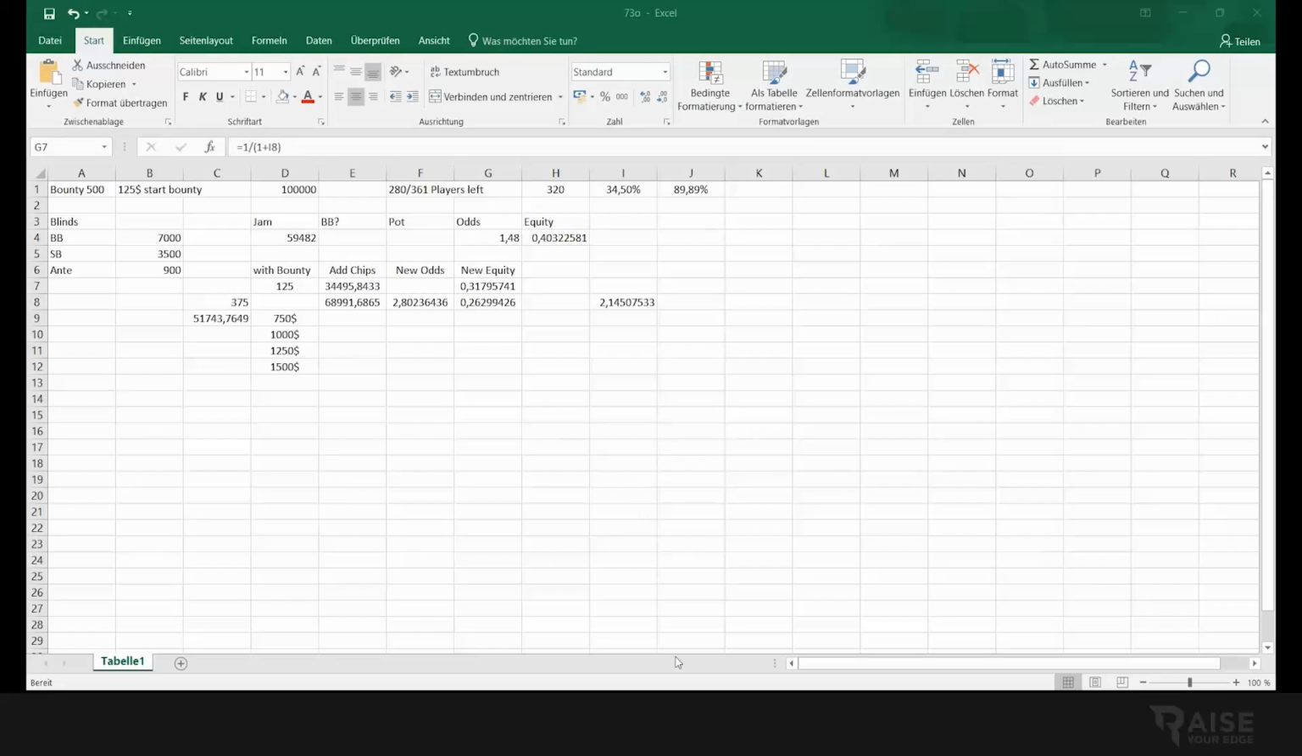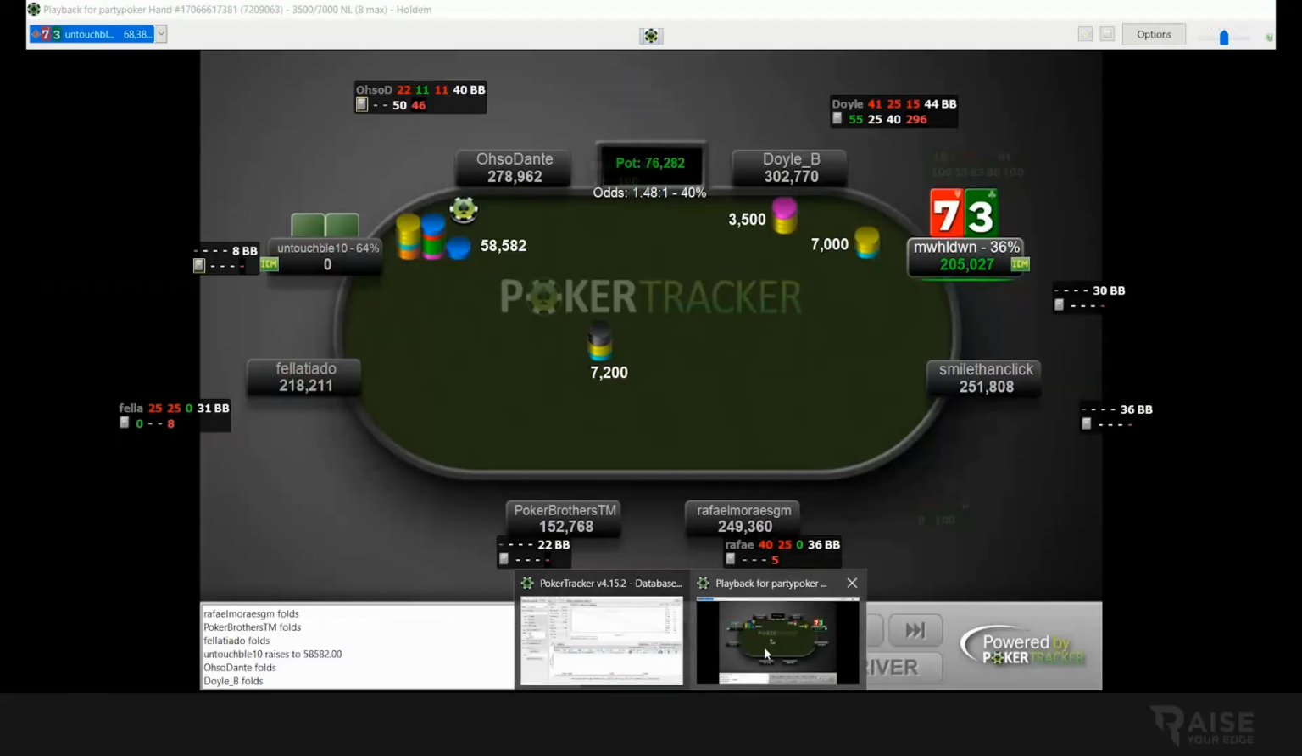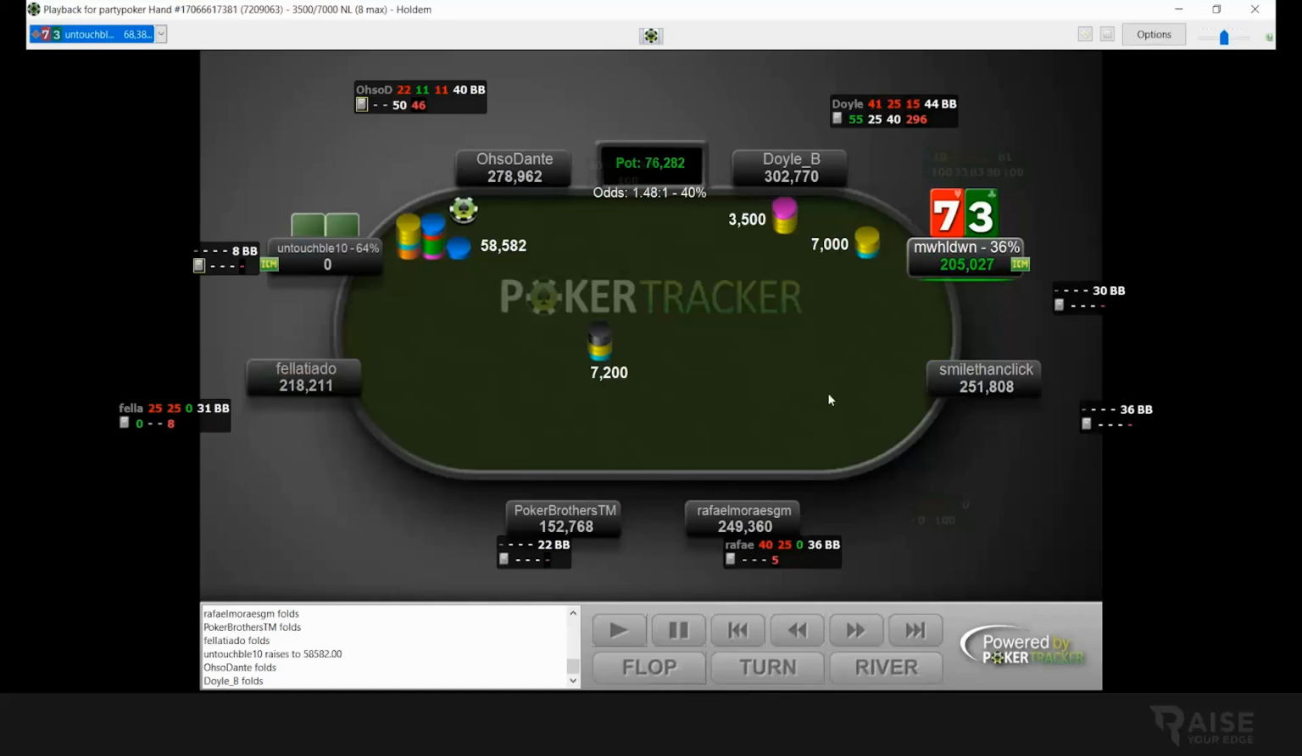All right, guys. So as you can see, as a rule of thumb, if there's somebody jamming and you're really far away from the bubble, and ICM is not so much involved, and even if you're already in the money, the pay jumps are not so big yet. And here, even if we call and lose, we still have a reasonable stack to continue.